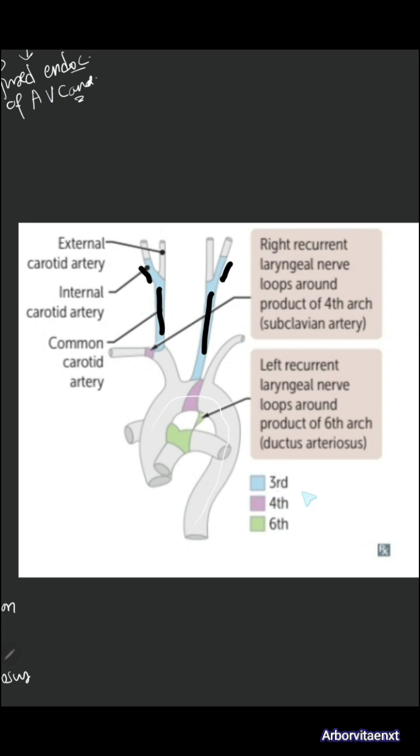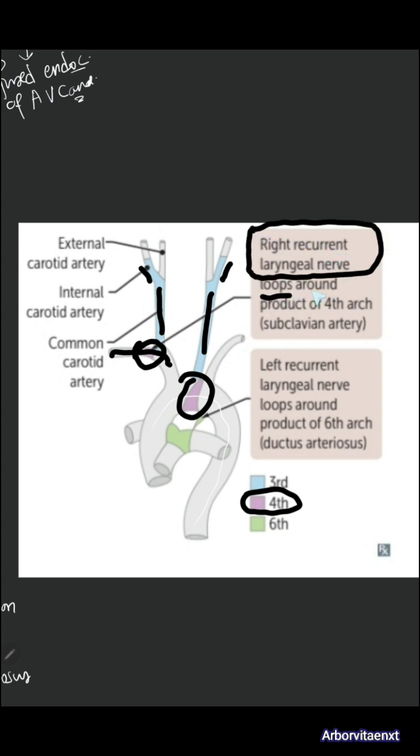The next is the fourth arch. You can see the fourth arch gives rise, on the left, to the aortic arch, and on the right, to the proximal part of the right subclavian artery. So this is the right subclavian artery. Here you must remember one clinical importance: the right recurrent laryngeal nerve loops around the subclavian artery.